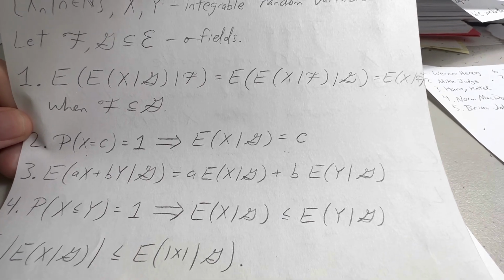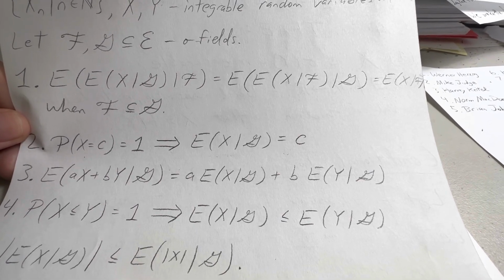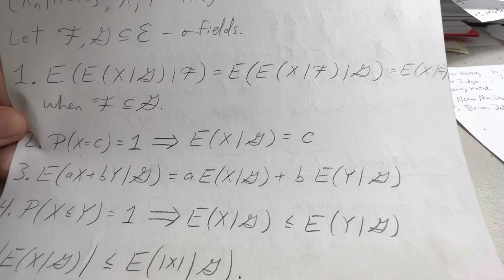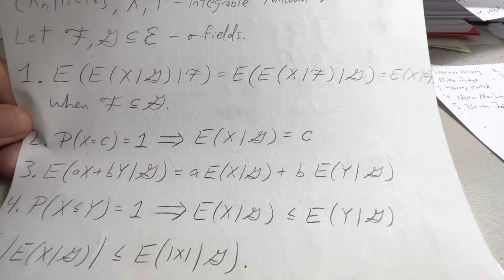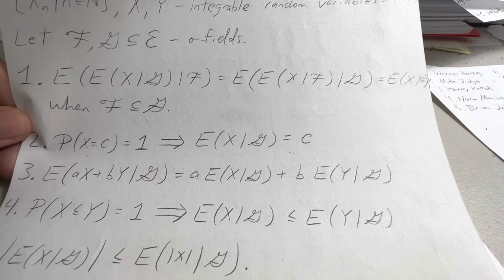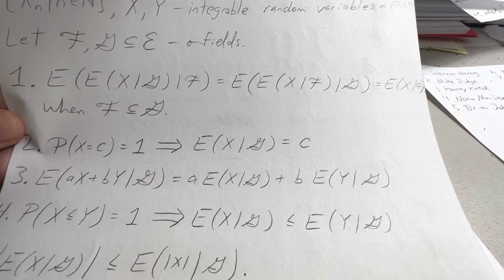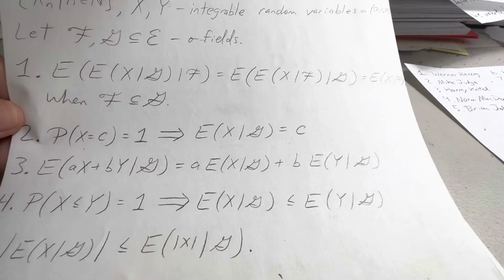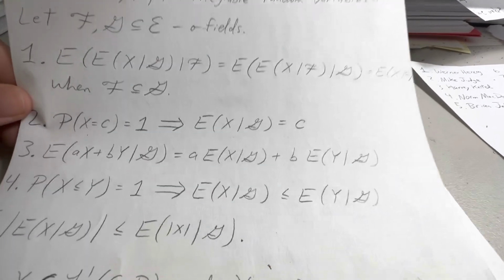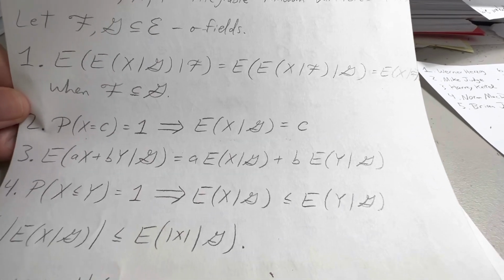Property 2 says that if the measure of x equals c equals 1, then we know that the expectation of x given G is equal to c. I think that comes from the fact that the c pops out and then you just get the measure of the space equaling 1, so you have c times 1. Again, don't quote me on that. I'm trying to go from memory here.